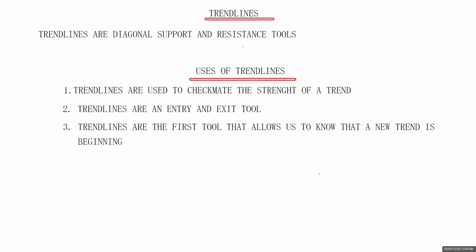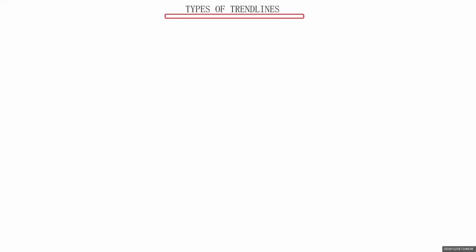Trend lines are the first tool, before chart structures tell us, before other confirmation, and even for those that use indicators, before indicators even tell us. Trend lines are always the first tools that allow us to know that a new trend is beginning. So a trend line is a very, very important tool and one of the best tools in our arsenal.